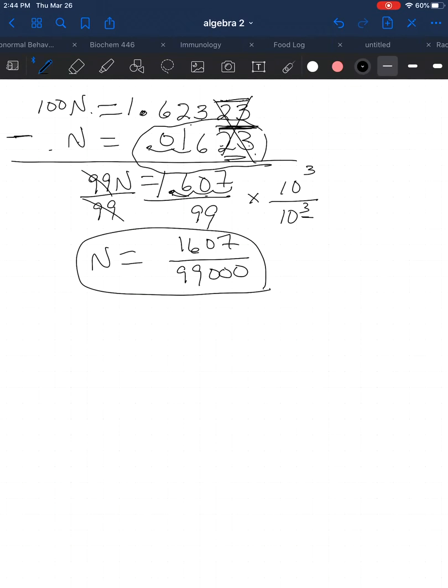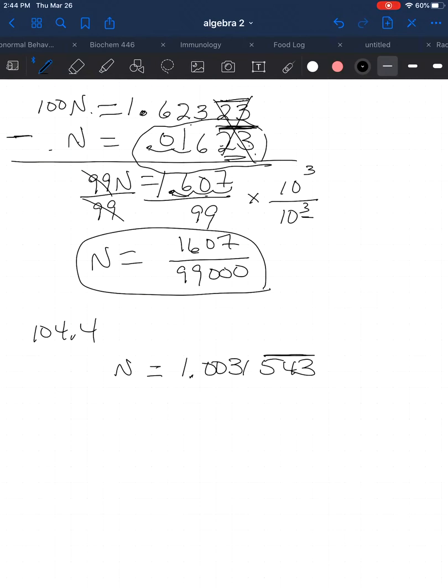Okay, so let's try another one. Show that 1.0031543, with the repeating bar over the 543, is a rational number by writing it as a quotient of two integers. All right, so first thing we do is we call this n. It's the original number.